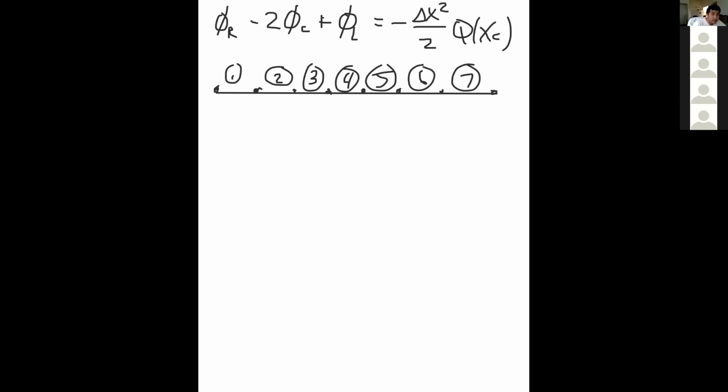The way we're going to apply this equation is we're going to take our grid, which is filled with all these cells. In this case, I have seven cells. Then we're going to apply this equation to every single one. So let's quickly go over what these different symbols mean. Phi r is the neighbor on the right.